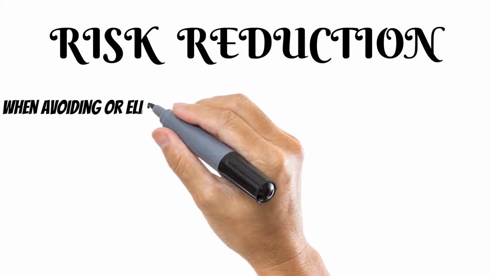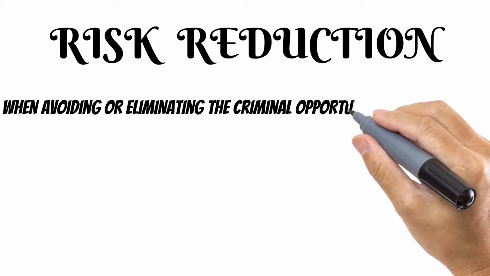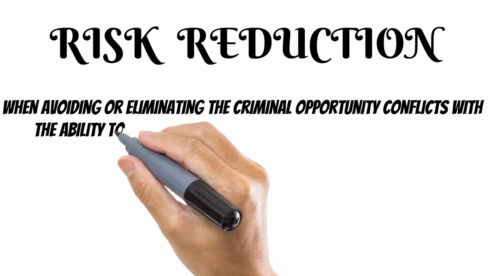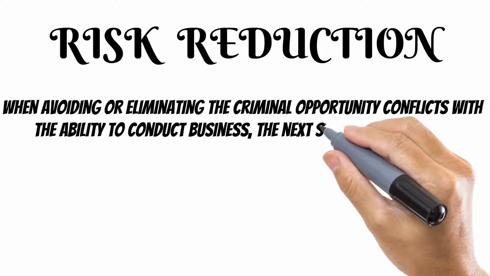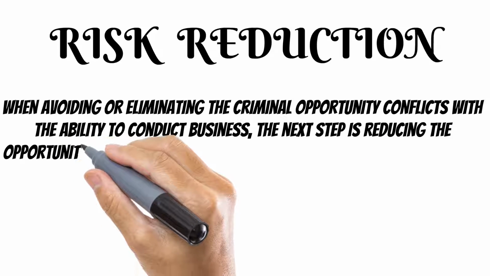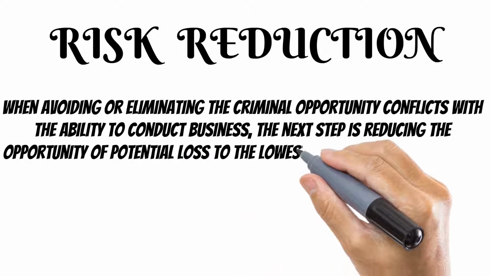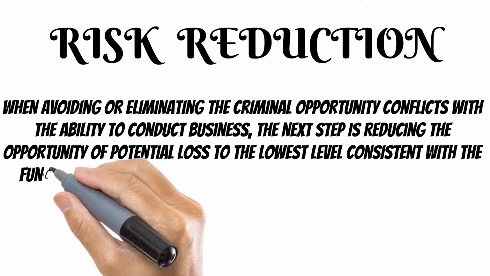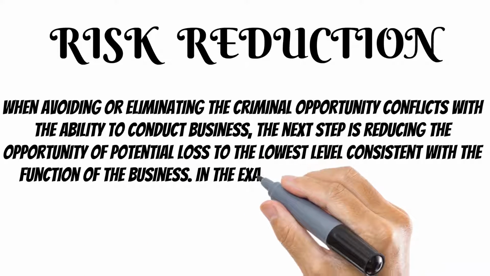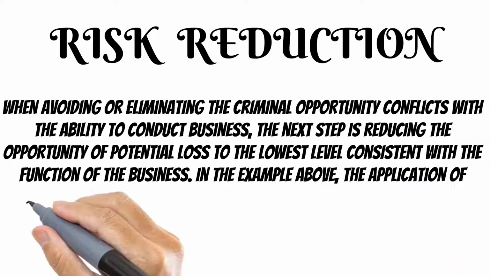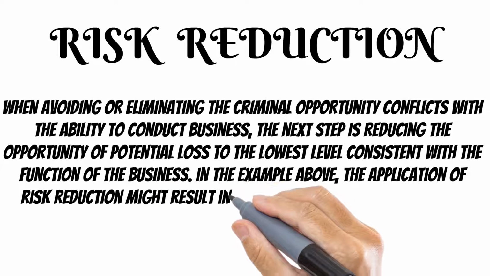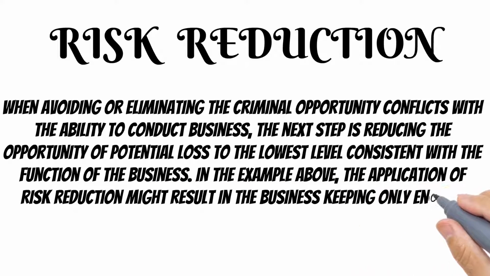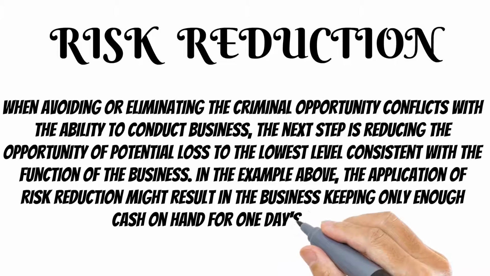Risk reduction. When avoiding or eliminating the criminal opportunity conflicts with the ability to conduct business, the next step is reducing the opportunity of potential loss to the lowest level consistent with the function of the business. In the example above, the application of risk reduction might result in the business keeping only enough cash on hand for one day's operation.